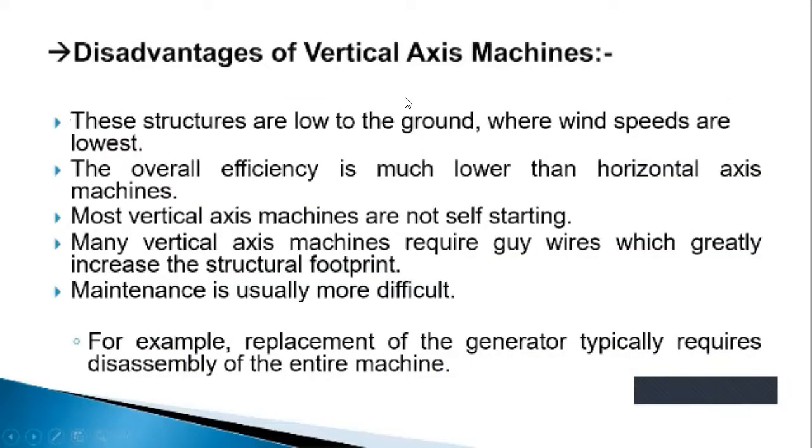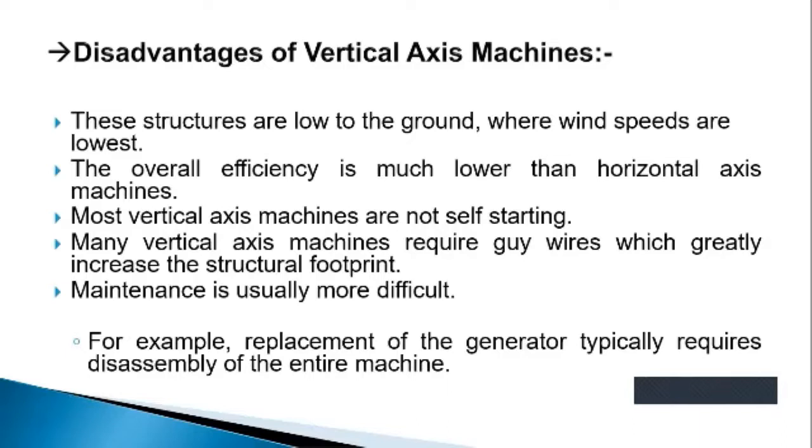The disadvantages of vertical axis wind turbines are as follows. These structures are low to the ground, where wind speeds are lowest. The overall efficiency is much lower than horizontal axis machines because the height of these turbines is very small as compared to horizontal axis wind turbines. That's why the wind speed available at ground level is less as compared to the wind speed available at high heights. The overall efficiency is much lower than horizontal axis machines.